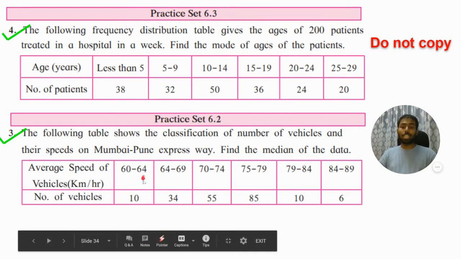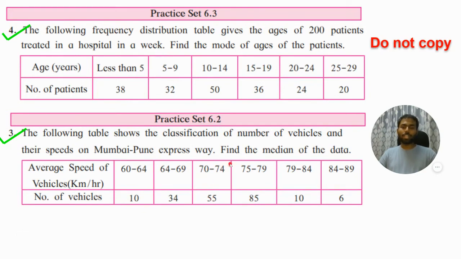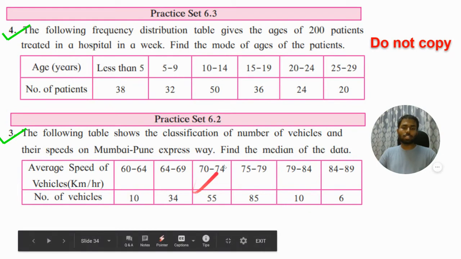So what does this table tell you? 10 गाड़ियां, vehicles यानी गाड़ी, right? 10 vehicles had speed between 60 to 64 kilometers per hour. 34 vehicles had speed between 64 to 69 kilometers per hour. 55 vehicles had speed between 70 to 74. Okay, so this is the information that is being conveyed through this table.